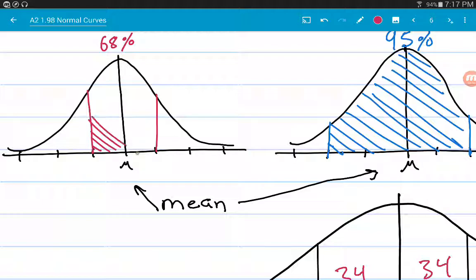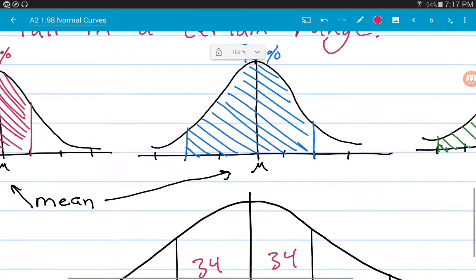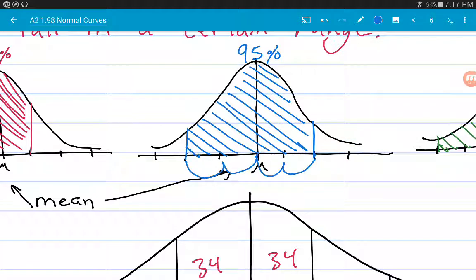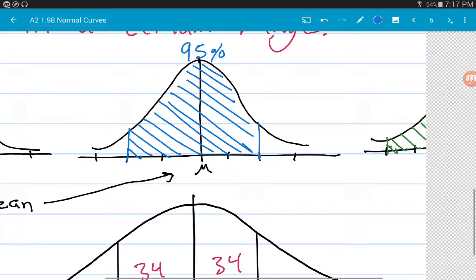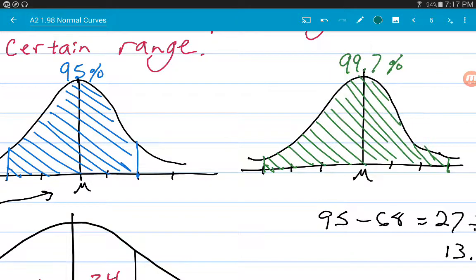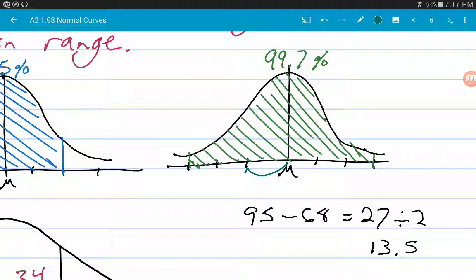So in this region here, we'll find 68% of all the values or measurements or test scores or whatever we're talking about. If we go out one more, so you'll see 1, 2, 1, 2. That'll get you 95% of the data. And over here on the right, you'll see that if I go 1, 2, 3, 1, 2, 3, you'll find 99.7%.